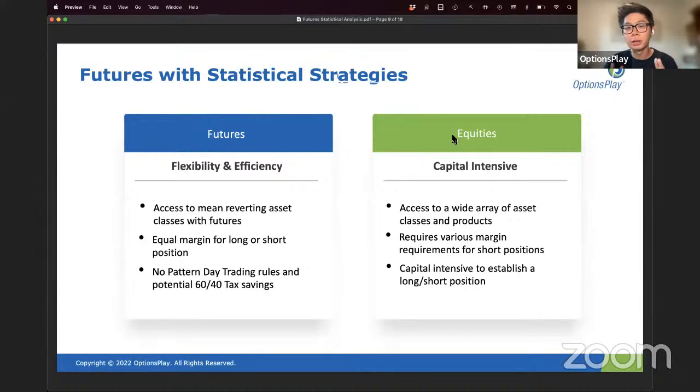That's where it's distinctly different between futures and ETFs. So Frank, if you don't mind just sharing a little bit about the differences between futures and ETFs from that perspective. Yeah, absolutely.